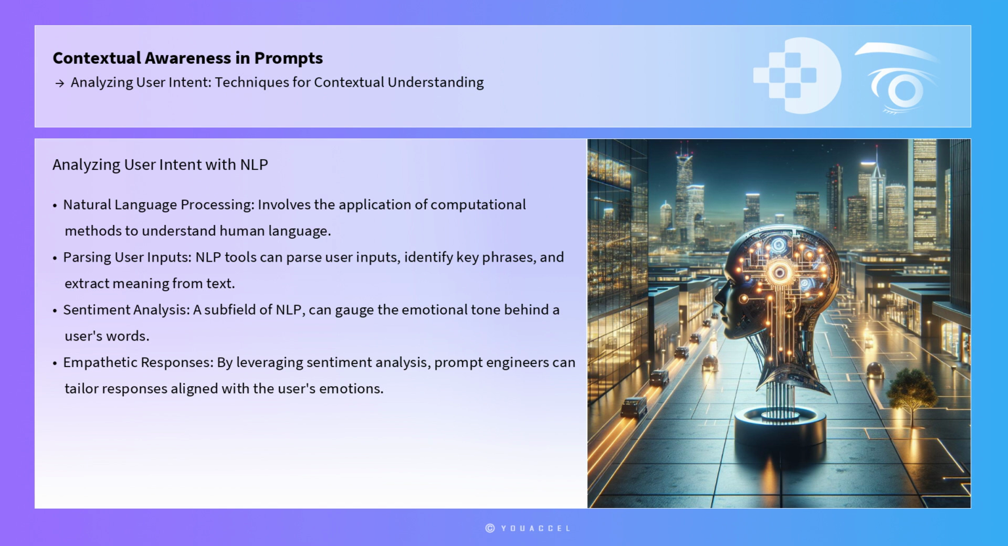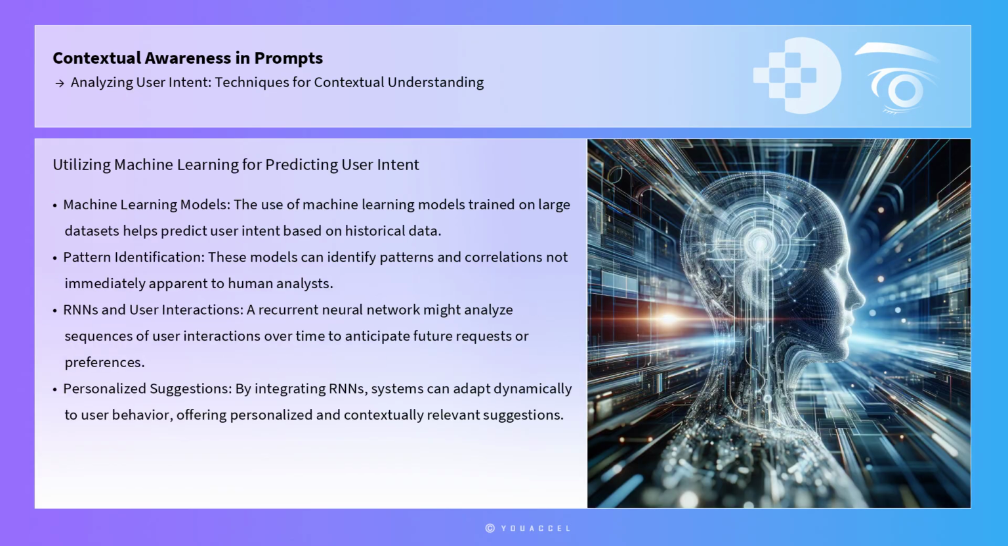By leveraging sentiment analysis, prompt engineers can tailor responses that are empathetically aligned with the user's emotions, thus fostering a more engaging interaction. Another effective technique is the use of machine learning models trained on large datasets to predict user intent based on historical data. These models can identify patterns and correlations that are not immediately apparent to human analysts. For example, a recurrent neural network might be employed to analyze sequences of user interactions over time, allowing the system to anticipate future requests or preferences.